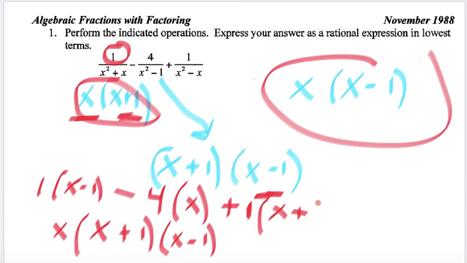This is not an equation to solve. There's no equal sign. It's perform the indicated operations. So you're just combining like terms. We have to have the common denominator, and then we distribute the 1, distribute the 4, distribute the 1, and combine like terms to get a final answer.